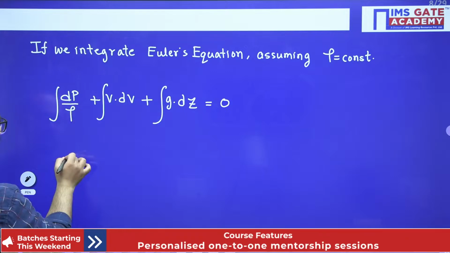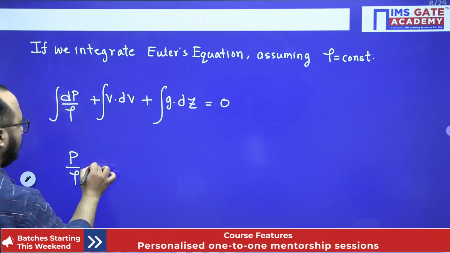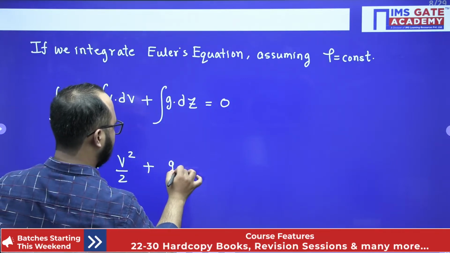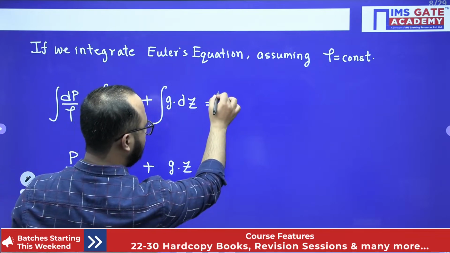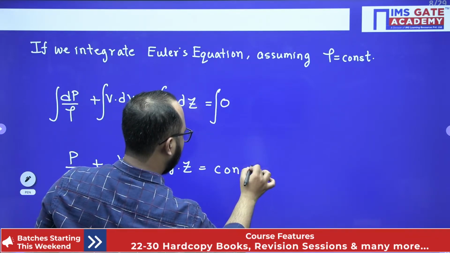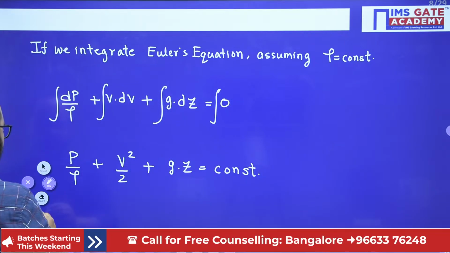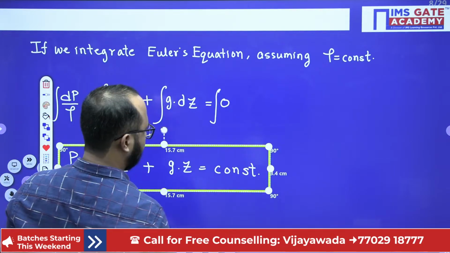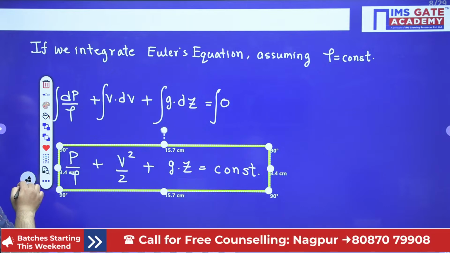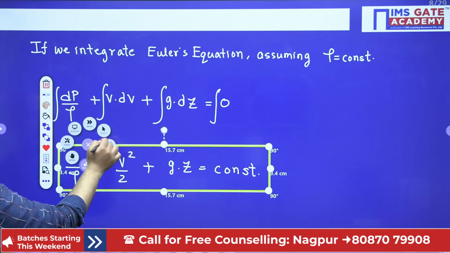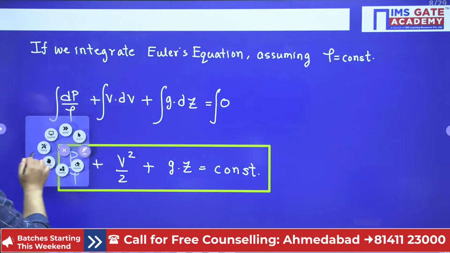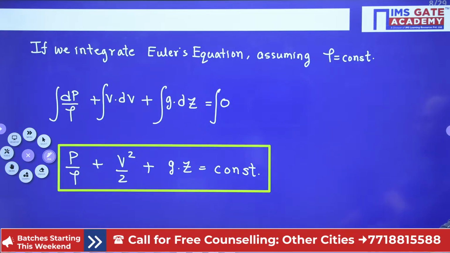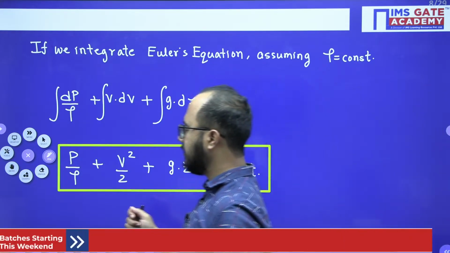So if I integrate it, what will I get? Pressure by rho, here we will get V square by 2, and here gz, equals the integration of 0, which is a constant. So what we got here is our Bernoulli's equation. This is what we have as the Bernoulli's equation. Clear, everyone? Any doubts? Tell me. P/ρ + V²/2 + gz = constant.